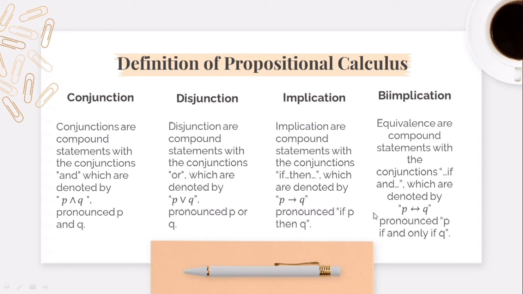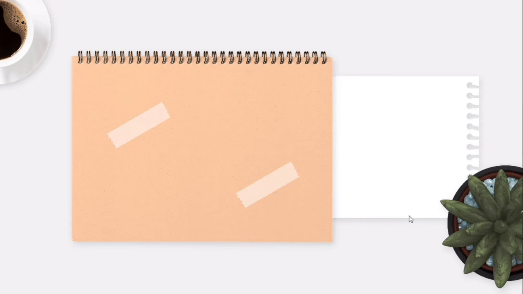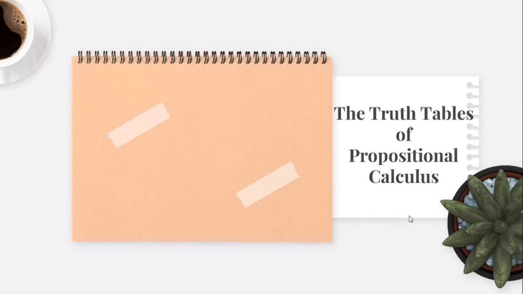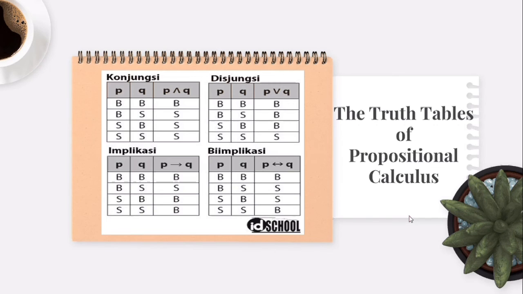Last one, we have the biimplication. Biimplications are compound statements with the connective if and only if, which are denoted like this, read p if and only if q. The truth table of propositional calculus. First, we have the truth table of conjunction. Second, the truth table of disjunction. Third, the truth table of implication. And the last one, the truth table of biimplication.